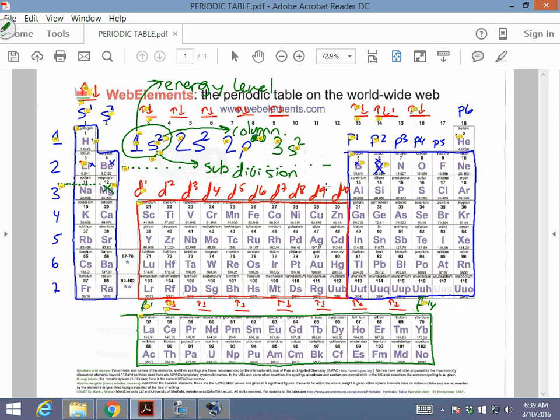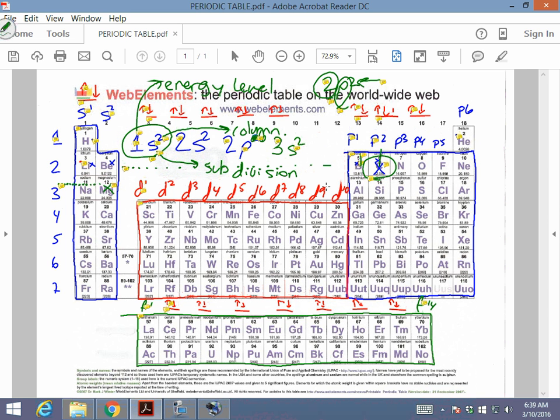When I go back to carbon, the ending of carbon was 2p2. That means that carbon ended up on the second energy level. It ended up on the P subdivision, and it ended up on the second column of the P, which is 1, 2. Let's pick another one.